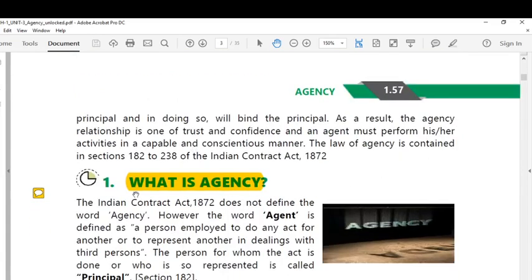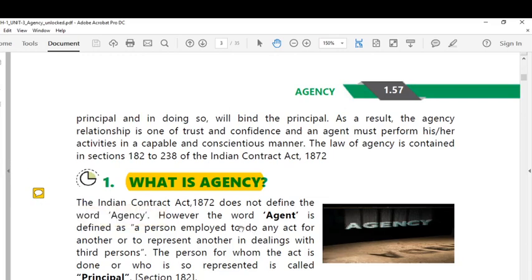Right. The first possible thing is, what is the meaning of agent? The first possible question out of the course material is what is the meaning of agent, and what is the test of agency, whether there exists the agency or not. For that there are two testing conditions. So what is the test of agency, and write about appointment of agents, how the agents will be appointed.